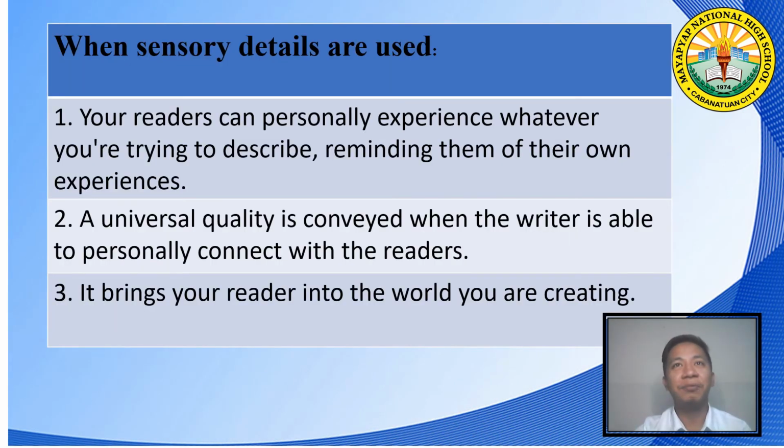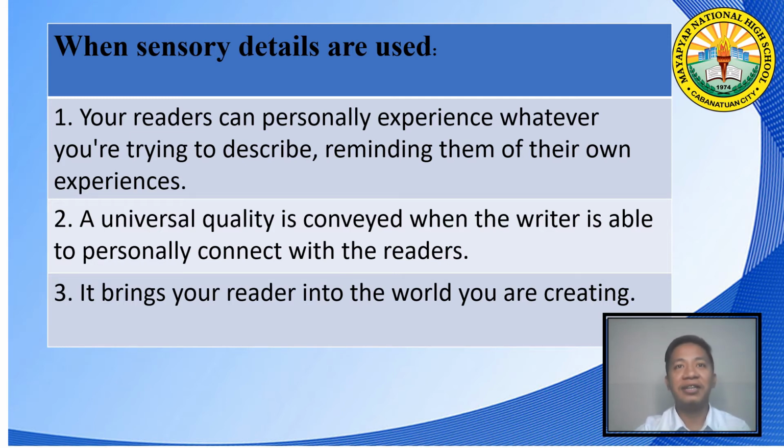What will happen if we accompany our writing with imagery? When sensory details are used, your readers can personally experience whatever you're trying to describe, reminding them of their own experiences. Imagery uses describing words, so when imagery is used, the things, places, and anything that can be found inside your writing will be describable. And by that, it can trigger past experiences of the reader that are connected to what they are reading.